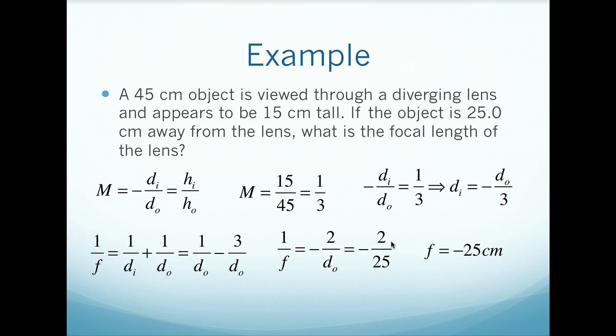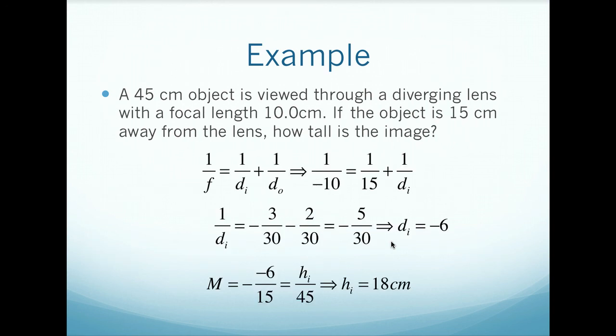All right, another example. Let's say we have the same 45 centimeter object viewed through a diverging lens with a focal length of 10 centimeters. If the object is 15 centimeters away from the lens, how tall does it appear to be? So how tall is the image, h_i, is our question. Since I don't know the height or d_i over d_o, I don't know my magnification, but I do know my focal length. This is misleading a little bit because I'm saying 10 centimeters, but since it's a diverging lens, it's going to be negative 10 centimeters, or I hope you know.